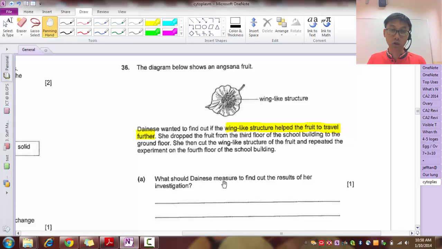Okay, so then the question is asking, what should Denise measure? Okay, so the keyword here is what should she measure to find out the results of her investigation. So remember, what is she trying to investigate? She's trying to investigate if the wing-like structure helped the fruit travel further. So what do you think she should be measuring? Yeah, basically it's the distance, correct? When I drop to the point that it lands, how far away it is, because I want to see whether the wing-like structure helps it travel further.